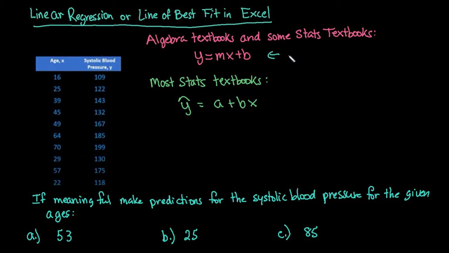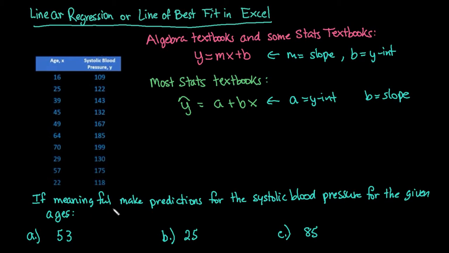For this equation, m is the slope, and b is the y-intercept, so where it crosses the y-axis. For this equation, a is the y-intercept, and b is the slope. So those are the two things that we're going to find using Excel so that we can come up with the equation. And then after we get the equation, if it's meaningful, we are going to make predictions for the systolic blood pressure for the given ages below.